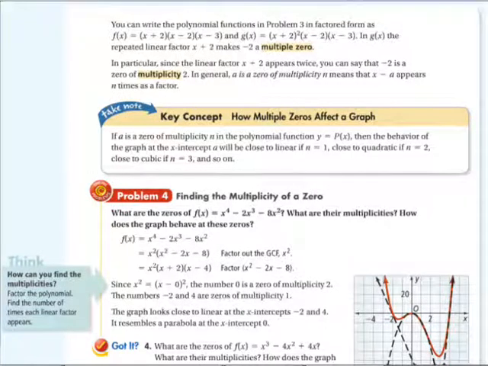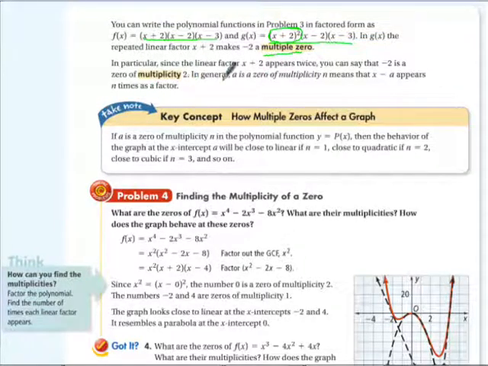All right. So we can write polynomial functions like problem 3 in factored form as this right here and this right here. And in g of x, the repeated linear factor right here. So this is a repeated factor, x plus 2 squared. So that's called it has a multiple zero. It makes negative 2 a multiple zero. So all that, and we're going to talk about what that means.